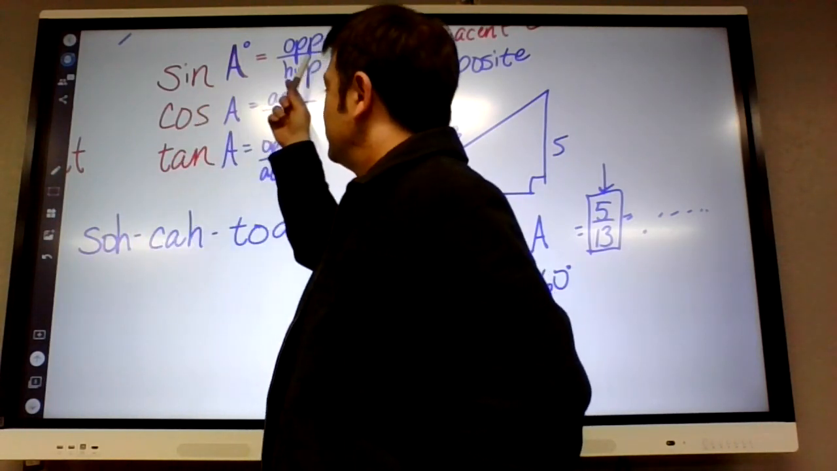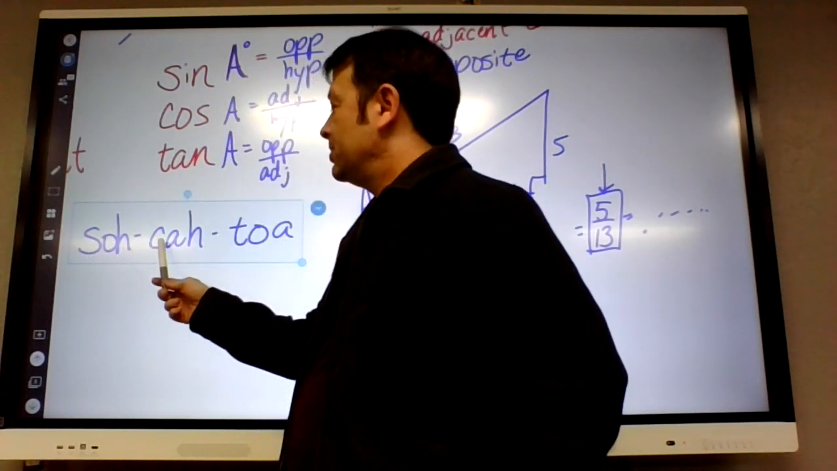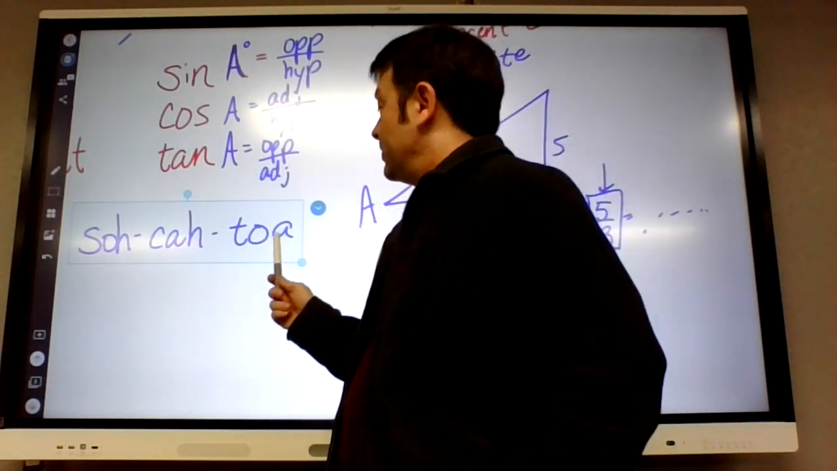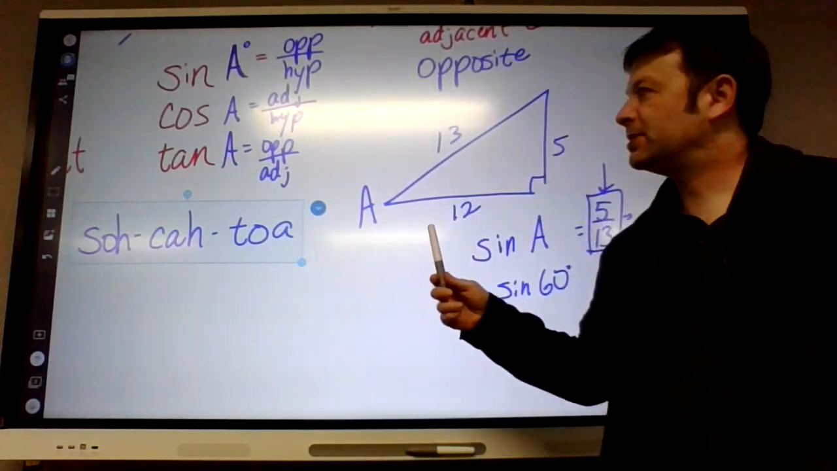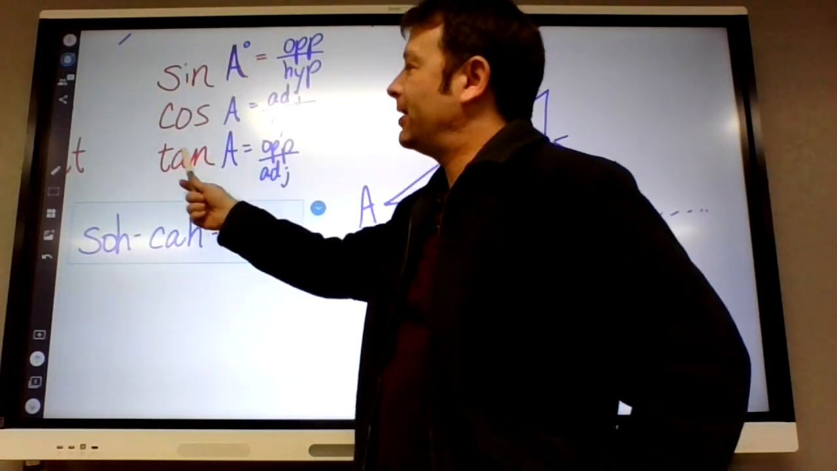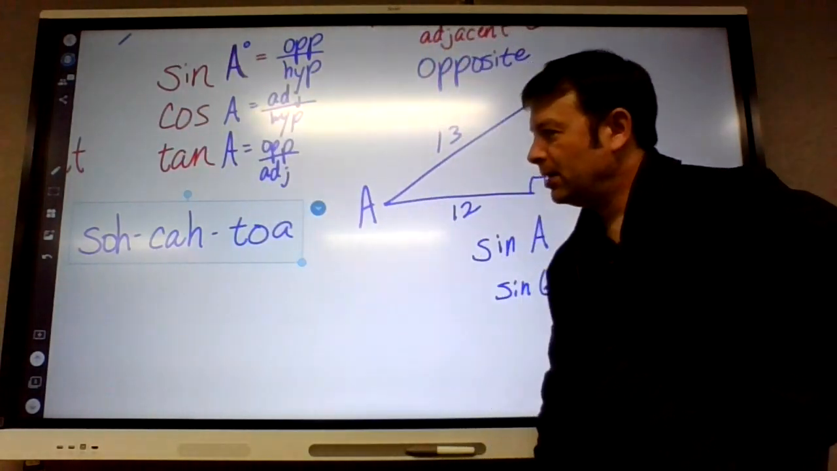Sine opposite of hypotenuse. Right. Sine of the angle equals opposite over hypotenuse. Cosine of the angle equals adjacent over hypotenuse. Tangent of the angle equals opposite over adjacent. So that word encapsulates all this, kind of like an acronym, stands for all this stuff. I like that. Yeah, it's very useful.